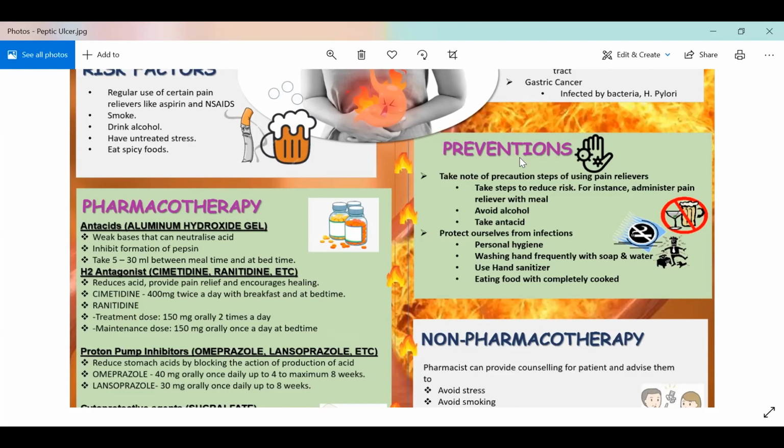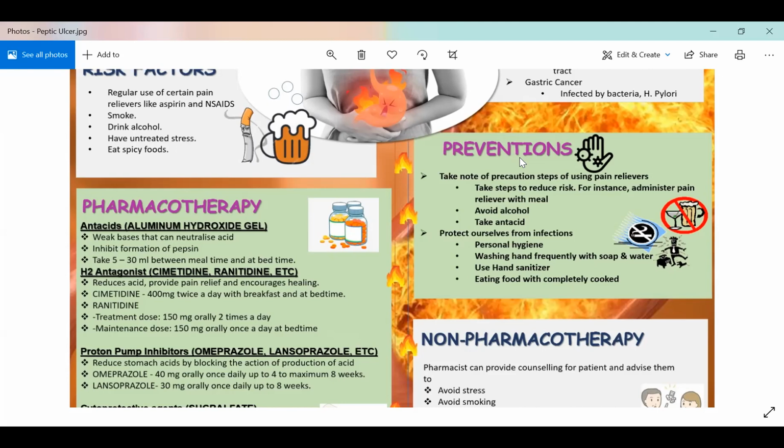Next is to avoid alcohol. Alcohol consumption should be reduced, limited, and even avoided because it may be harmful to the GI tract or the stomach. And if you feel like your stomach is not feeling well, maybe you can consult a doctor or pharmacist, and perhaps they will ask you to take antacid to reduce the stomach acid level. Apart from that, we should also protect ourselves from getting infected by certain bacteria, especially H. pylori. And we should take care of our personal hygiene.